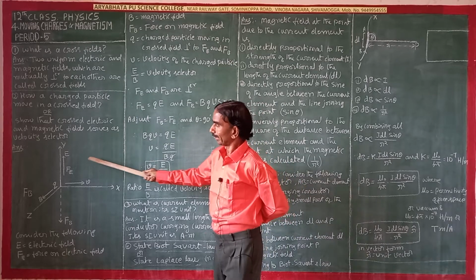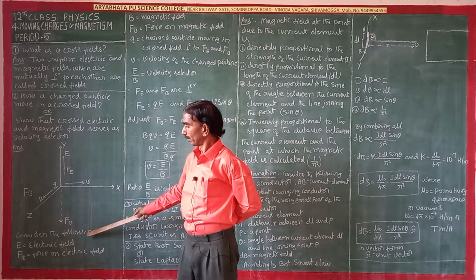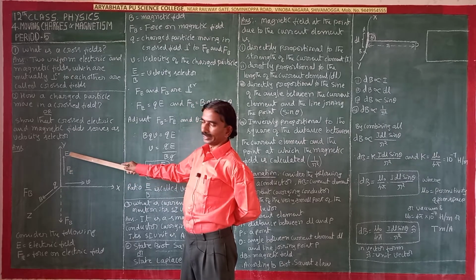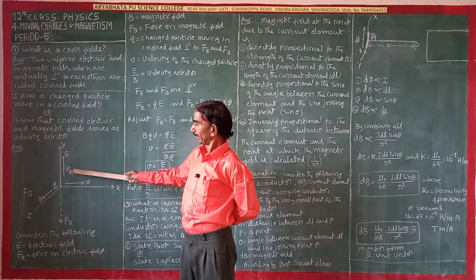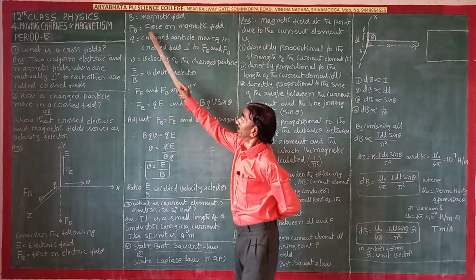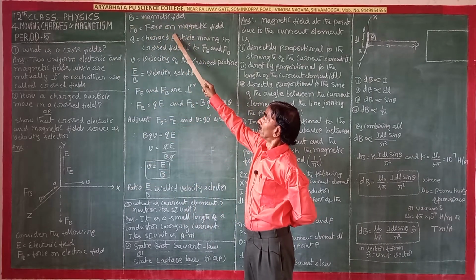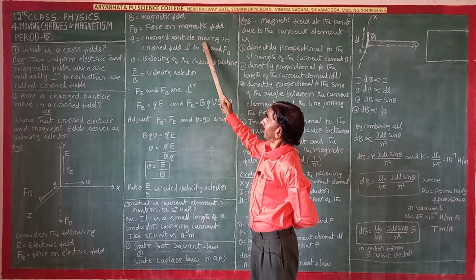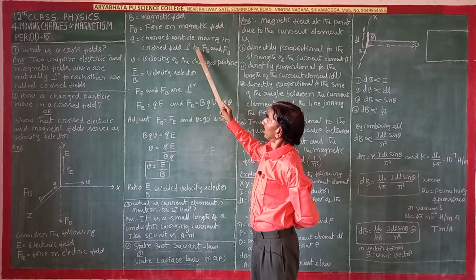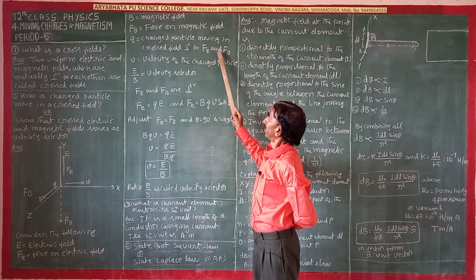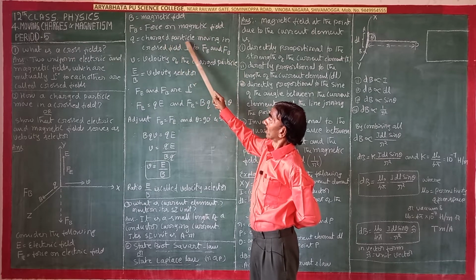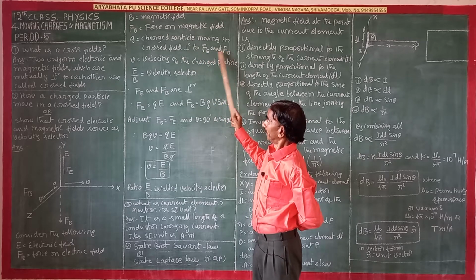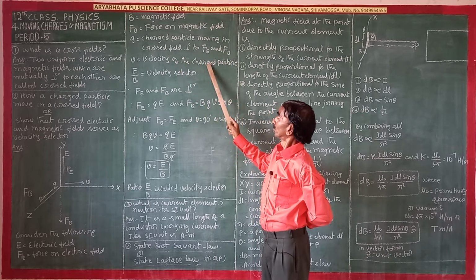Once again I am explaining. Consider the following. E is equal to electric field, Fe is equal to force due to the electric field, B is equal to magnetic field, Fb is equal to force due to the magnetic field. Q is equal to the charged particle moving in the crossed field, perpendicular to Fe and Fb. V is equal to the velocity of the charged particle.